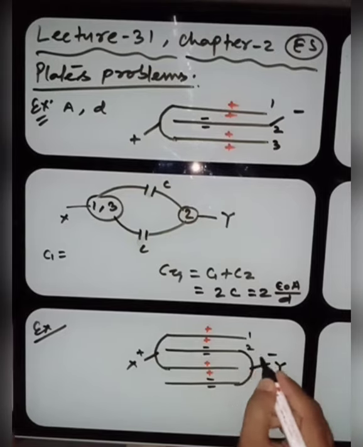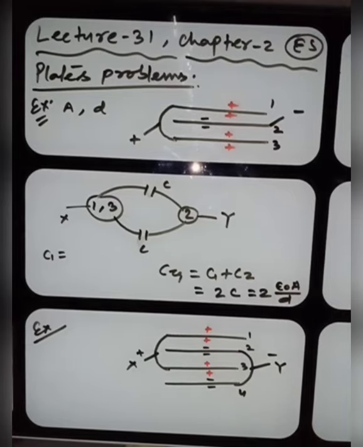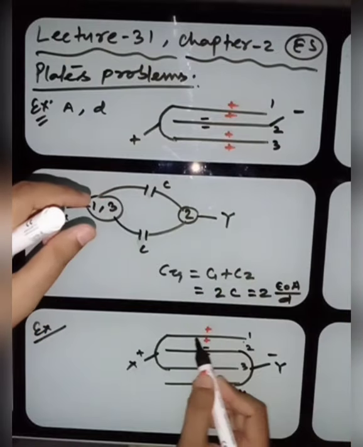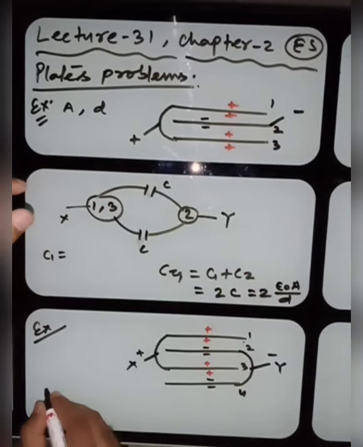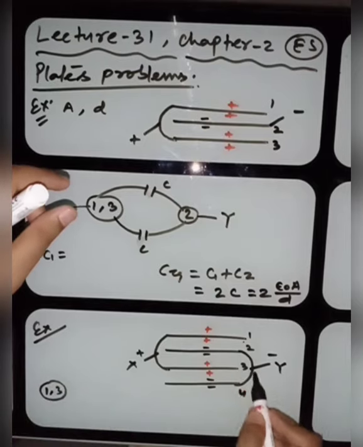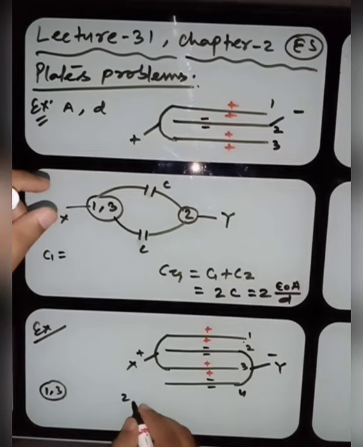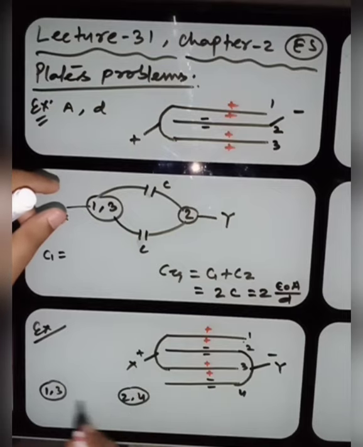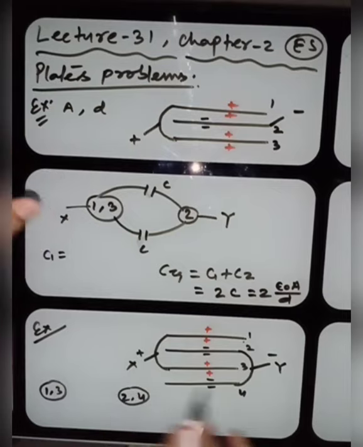Now 1, 2, 3 and 4. Now find out which points are at the same potential. So 1 and 3 are connected directly, so we write 1 and 3. Now 2 and 4 are connected directly, 2 and 4. So 1, 2, 3 and 4, we have all the points.